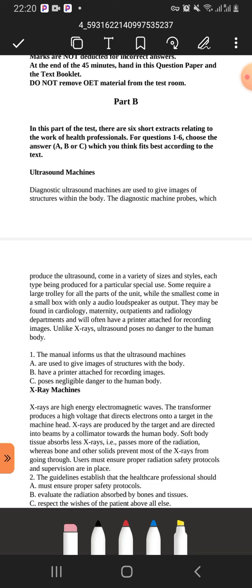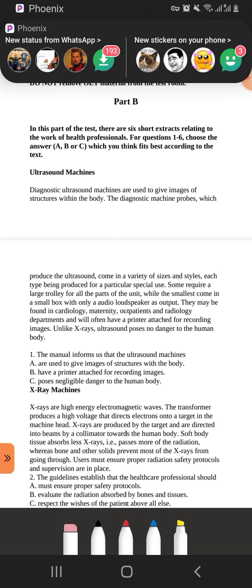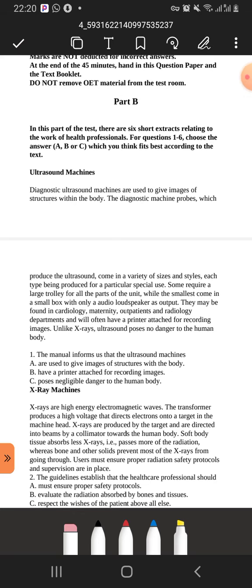So now this is a trick. Let's go straight to the logic. Read the questions, then go back to the text. Okay? So ultrasound machines. The follow-up question here is, the manual informs us that the ultrasound machines, then option A, B, and C. So if you go back to the text, now let me use the highlighter. If you go back to the text, just be taking it sentence by sentence and be interpreting the meaning of that sentence. So let's start with the first one now.